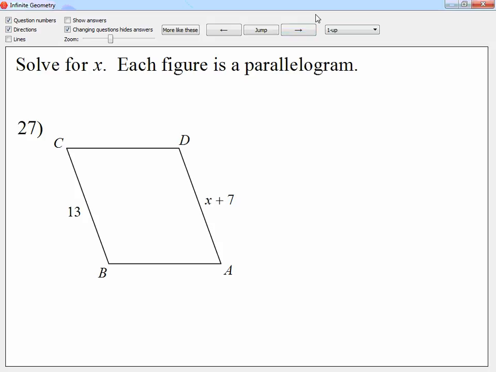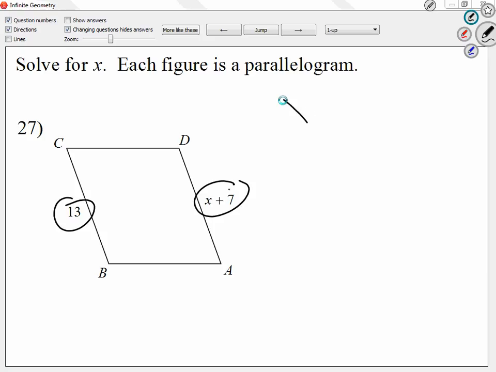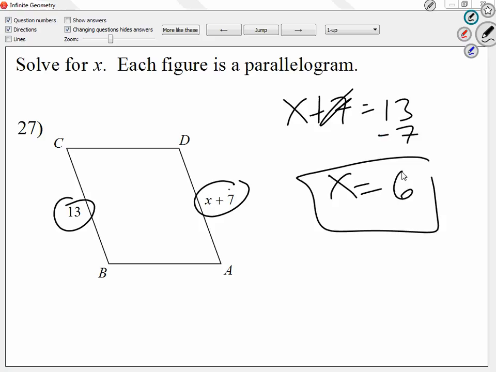27, opposite sides. If you notice, I'm talking about the sides. The measurements, they're outside because it's about the sides. Opposite sides are equal. So I'm just going to say x plus 7 is equal to 13. My 7, move it to the right as a minus 7. So what's x? 6. Solve for x, so we did, that's fine. I think you guys would be good up until 31. 32 gave us a little hard time.